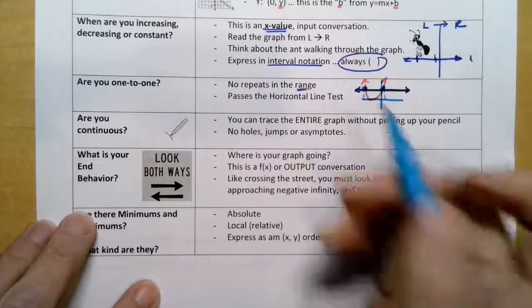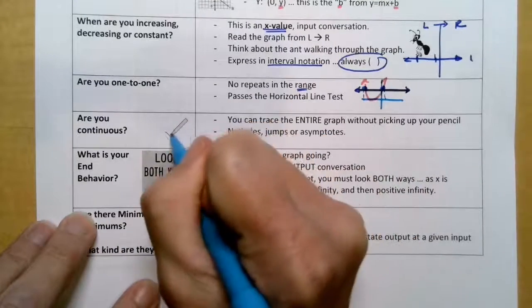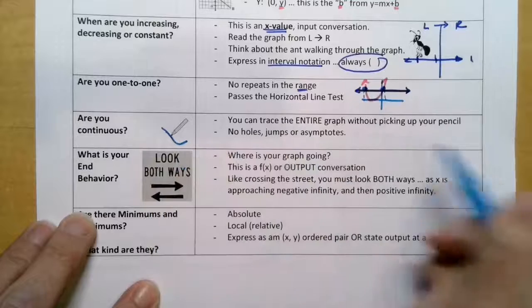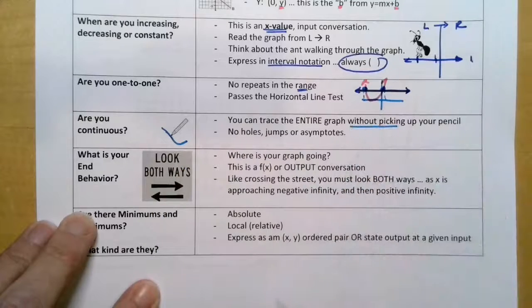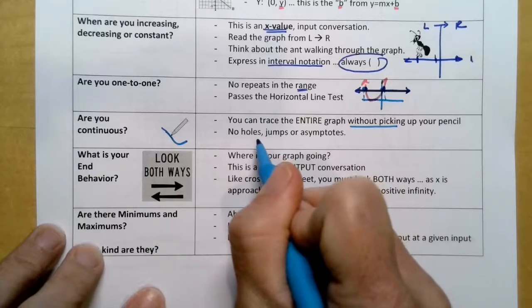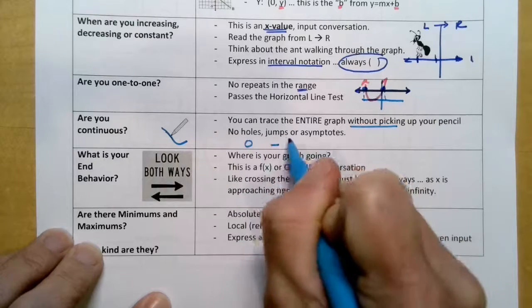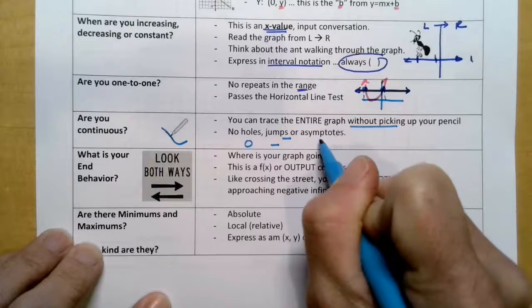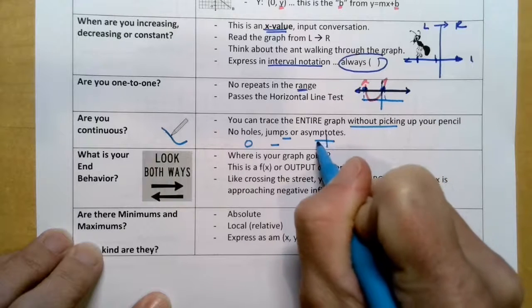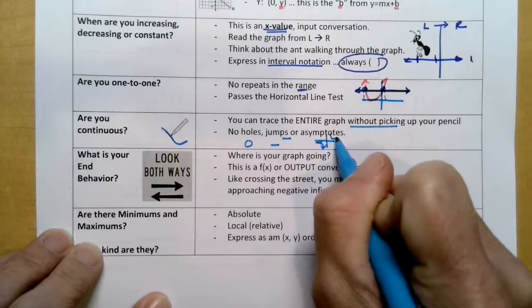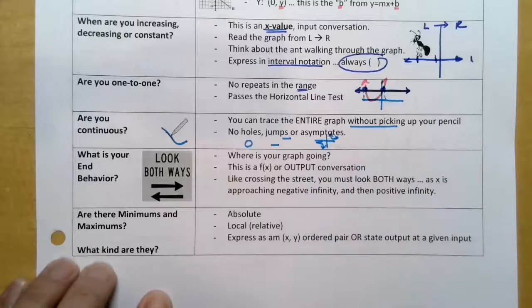So we want to make sure that if it's going to be one-to-one, it passes the horizontal line test. If it's continuous, you can trace your entire graph using your pencil without picking it up. And the things that are going to make it not continuous are if I have a hole, if I have a jump, or an asymptote, which is where my graph approaches but never quite reaches something.